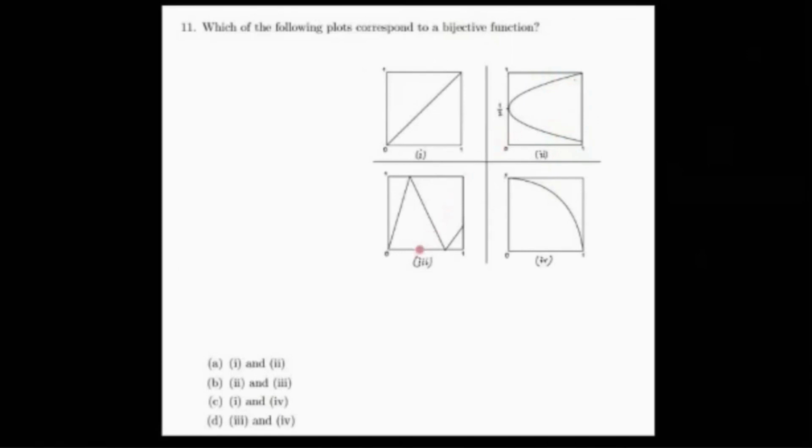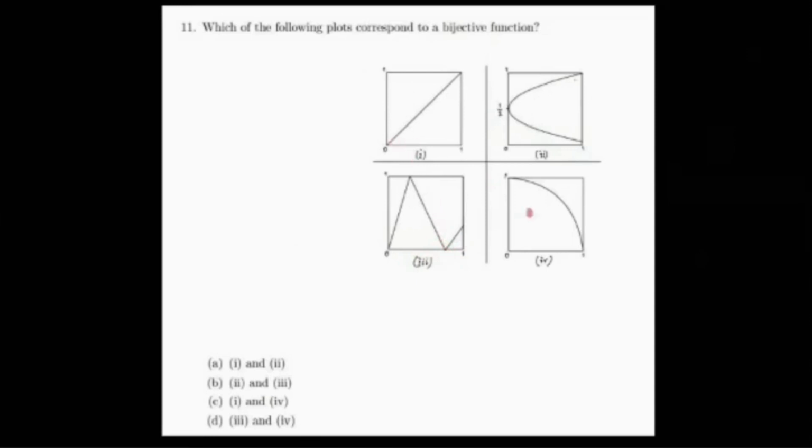Now option 3 actually fails the horizontal line test. That means if I draw a horizontal line here, it fails the test. Why? I don't even have to draw a horizontal line. Here, at the point 0 the function is 0, and at this particular point again it is 0. That means it is not a one-to-one function, because the 0 value is assumed both at 0 and at this other point, some real number, say alpha. So it does not qualify to be a one-to-one function, and obviously not a bijective function.